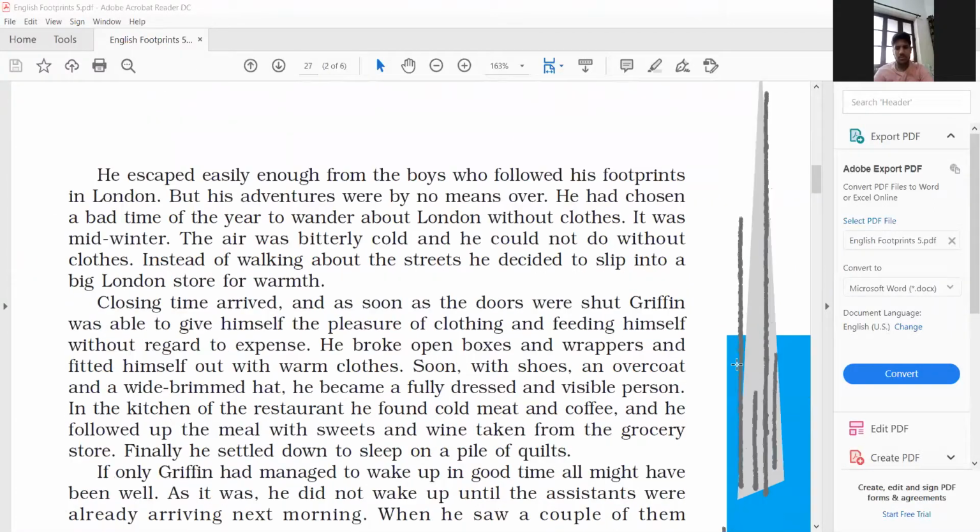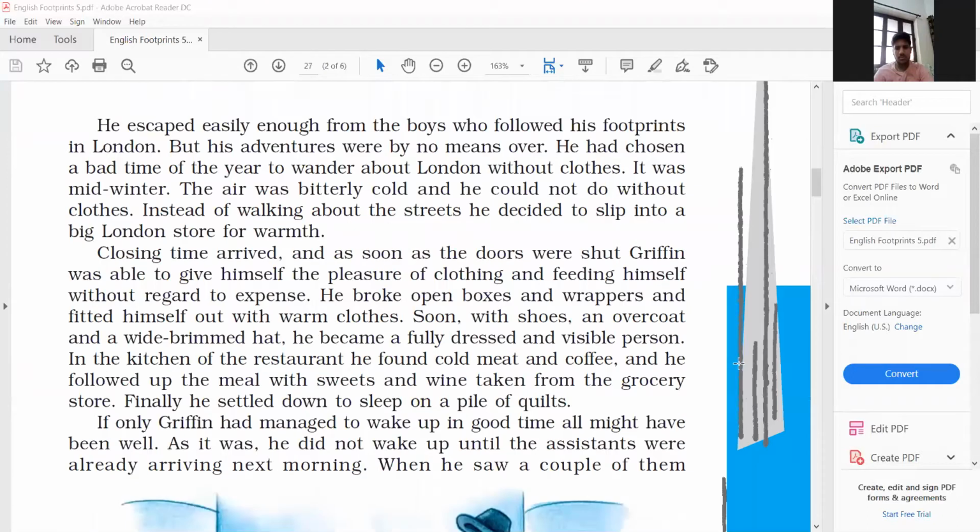He escaped easily enough from the boys who followed his footprints in London. But his adventures were no way over. He had chosen a bad time of the year to wander about London without clothes. It was midwinter. The air was bitterly cold and he could not do without clothes. Instead of walking about the streets, he decided to slip into a big London store for warmth.